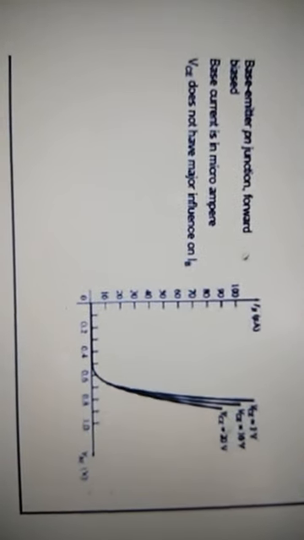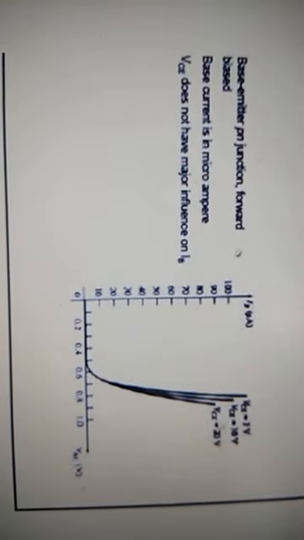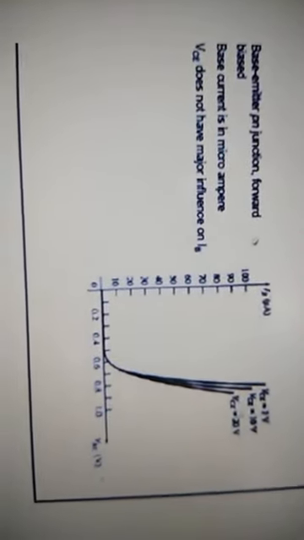And this is the characteristics of the common emitter configuration. Base emitter PN junction forward bias. Base current is in microampere, while VCE does not have major influence on IB.